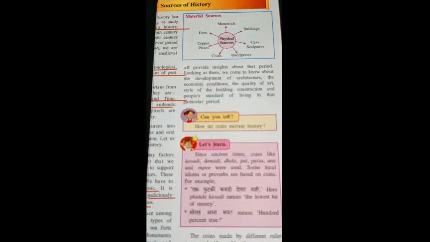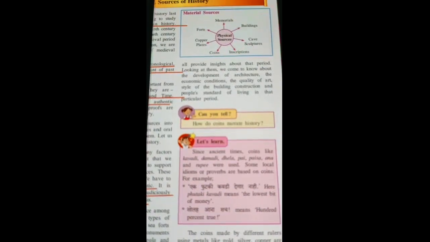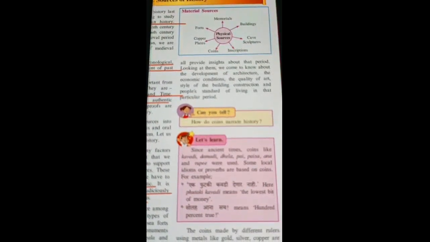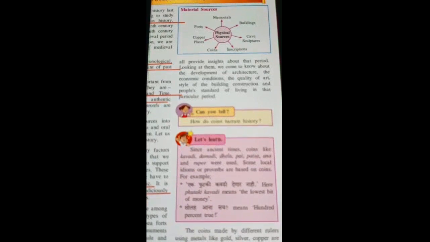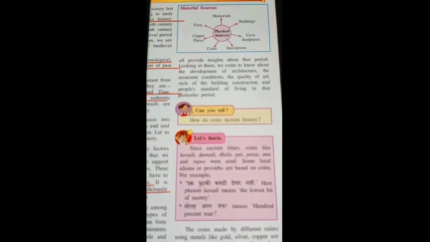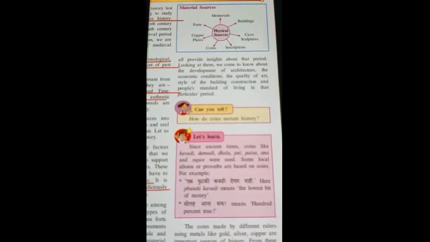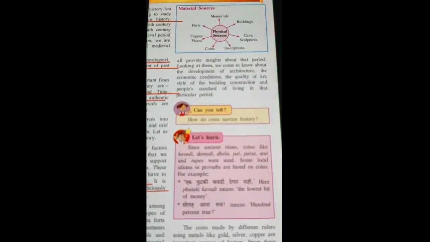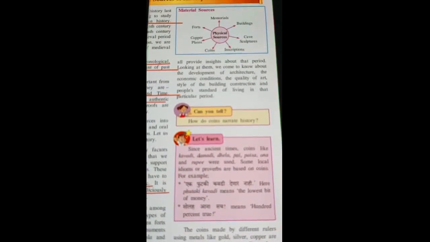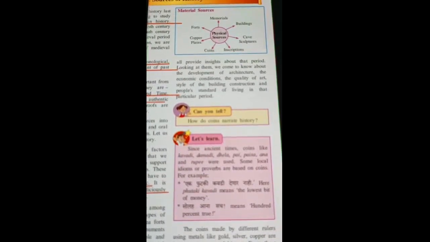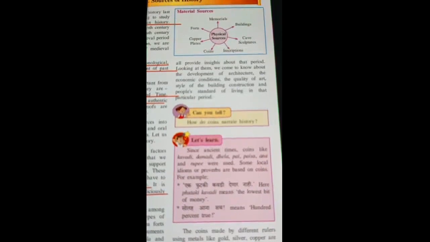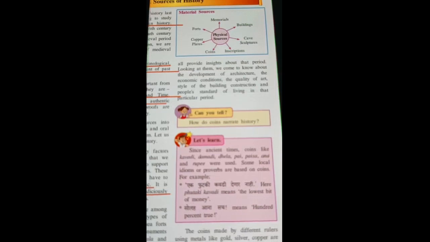Girls, I'm sure you must have watched the video carefully. Now, let's recap with the textual content. As you can see in the web of the material sources, which are also called physical sources, they include memorials, buildings, cave sculptures, inscriptions, coins, copper plates, forts. Forts are also an important source of history.